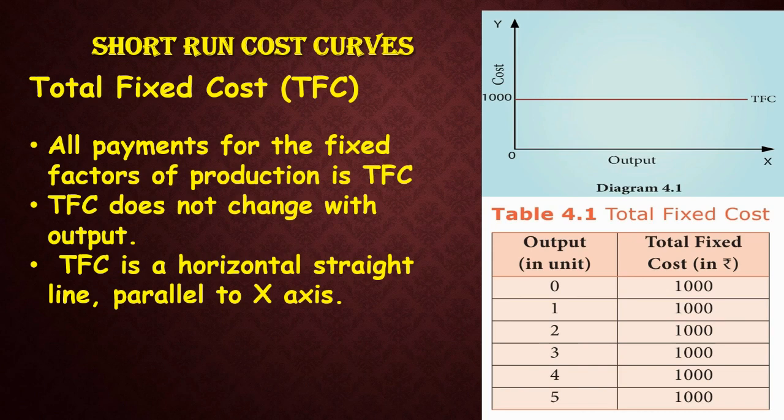Now, you can see in the schedule that with the change in the level of output from 0, 1, 2, 3, 4, 5, the fixed cost is the same. It remains the same, 1000, with the change in the level of output. So, the shape of the curve is a horizontal straight line parallel to the x-axis. In this figure it can be seen that total fixed cost remains the same at all levels with respect to the change in the level of output.